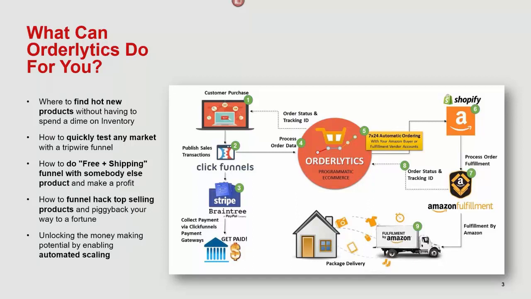We've seen things like quickly testing a market, doing the free plus shipping model, where you can actually sell somebody else's product and make a profit. Or you can figure out what products are hot out there, build a free plus shipping model, and then go out to AliExpress or Alibaba, buy some inventory, get it shipped to Amazon or to your fulfillment center, and then use ClickFunnels and Orderlytics together to automate and scale that entire process.